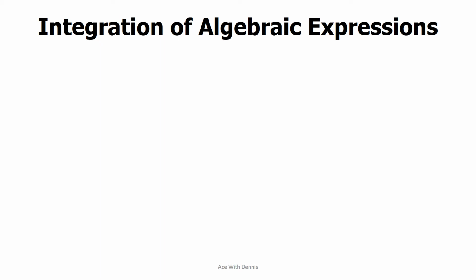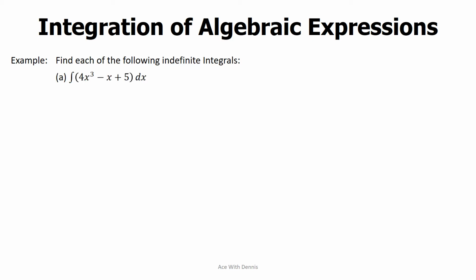Now we can start to do some integration of algebraic expressions. Here is the example. Find each of the following indefinite integrals. A. Integration of 4x cubed minus x plus 5 dx. B. Integration of square root of x, bracket 2 square root of x minus 3 over x, dx. C. Integration of 5 bracket 1 plus 2x cubed dx. Here is the solution.